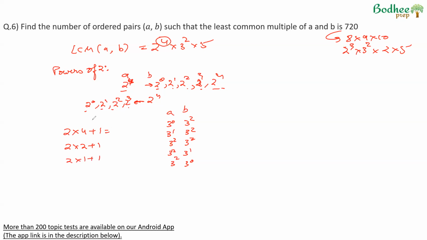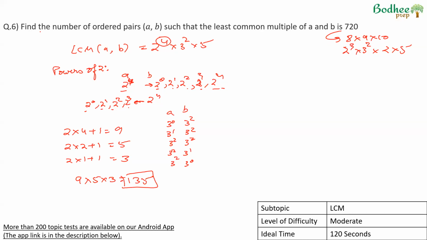So number of cases possible for power of 2 is 9. For power of 3 is 5. For power of 5 is 3. So total number of possibilities will be 9 into 5 into 3, which comes out to 135, becomes the answer. Some concept of factors counting is also there, and therefore I'm saying moderate level. But if we know the concept, 2 minutes is good enough to answer this question.